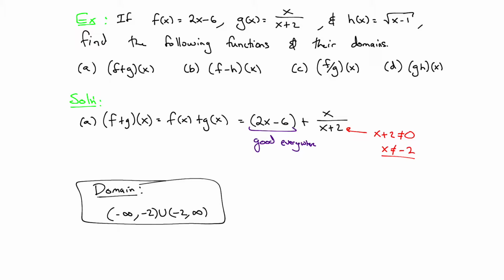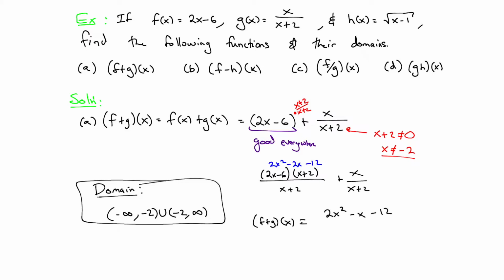Now, to simplify it, what we need to do is find a common denominator, meaning we need to multiply the first piece by x plus 2 over x plus 2. So we get 2x minus 6 times x plus 2 over x plus 2, plus x over x plus 2. This is 2x squared plus 4x minus 2x minus 12. And if we add those two together, then f plus g of x will be 2x squared minus x minus 12 over x plus 2.